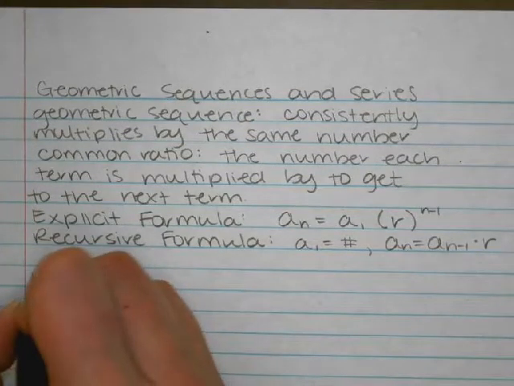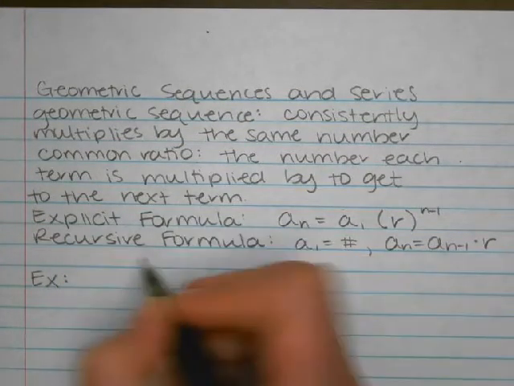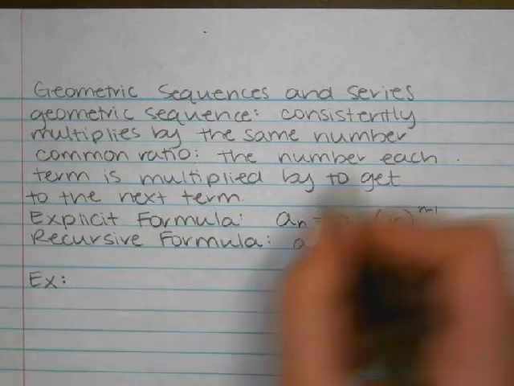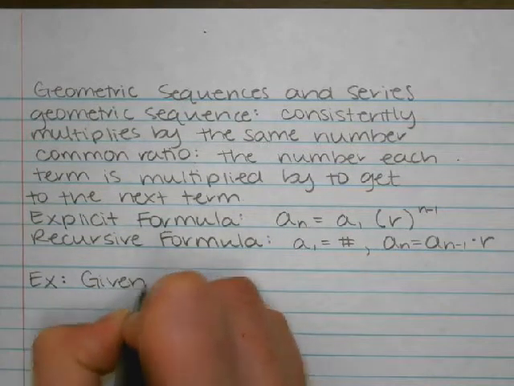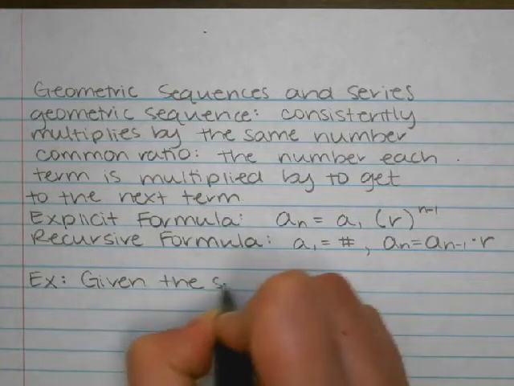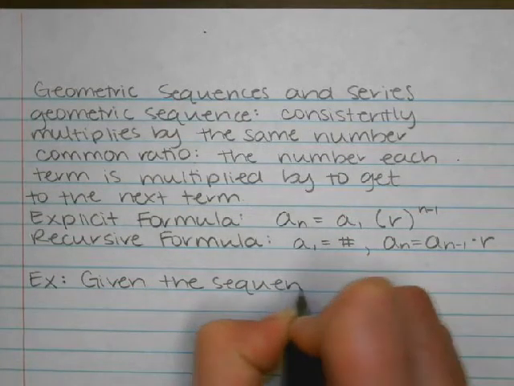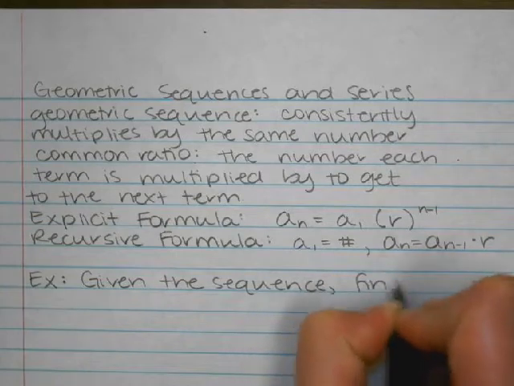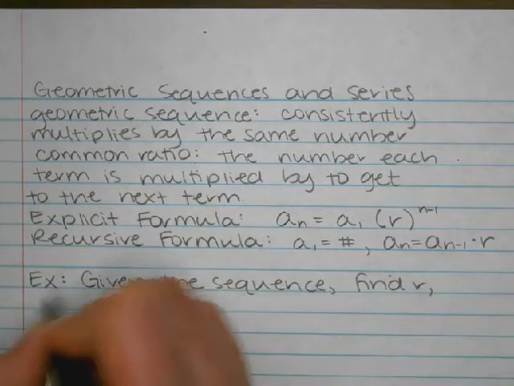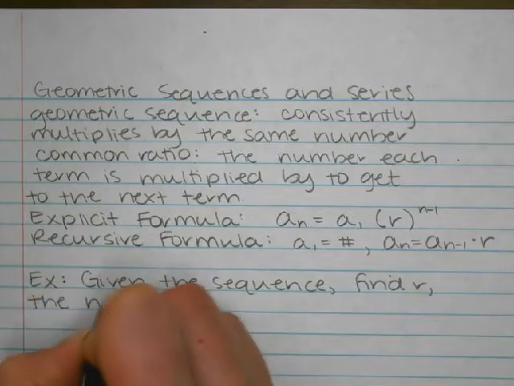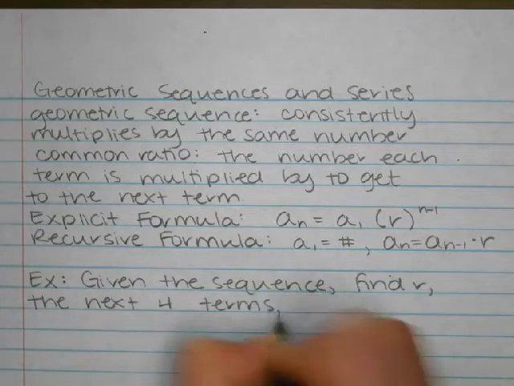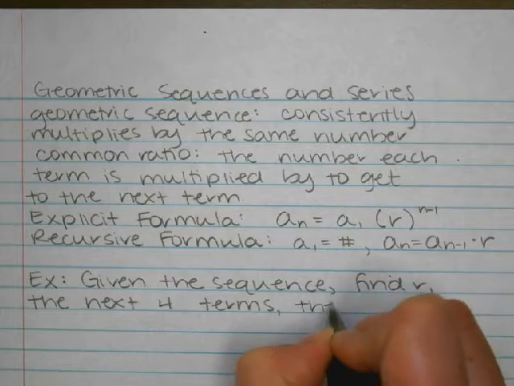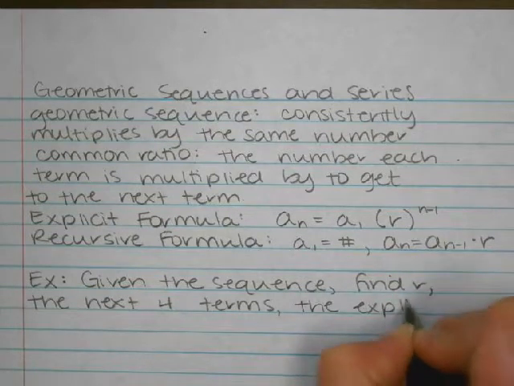All right, so we're going to do some examples just to work through those different things, how to find them. So we're going to be given a sequence. And we're going to find r, and we're going to find the next 4 terms. And the explicit and recursive formulas.